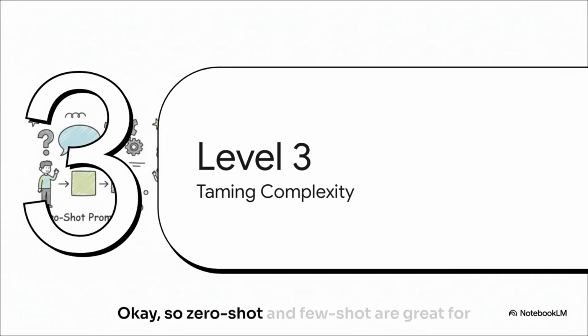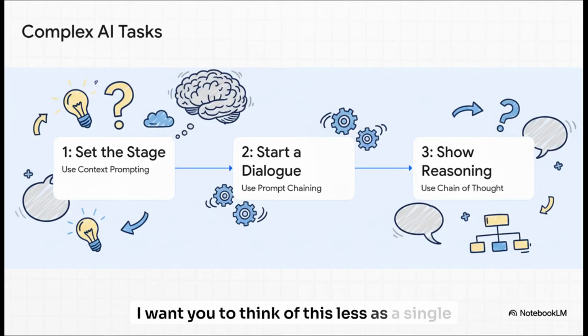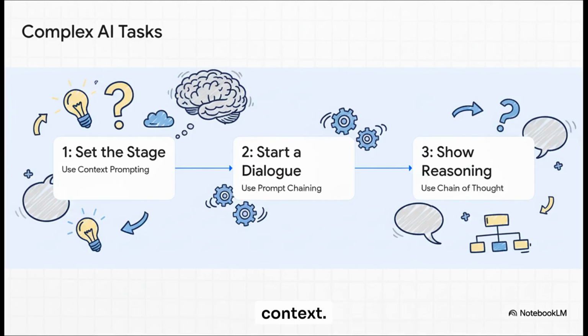Okay, so zero-shot and few-shot are great for your straightforward tasks. But what happens when you're dealing with a really big, complex project? For that, we need a more advanced multi-step strategy. I want you to think of this less as a single prompt and more like a whole strategy for tackling a big project with an AI. First, you set the stage with all the context. Then you start a real dialogue. And finally, you get the AI to show its reasoning.